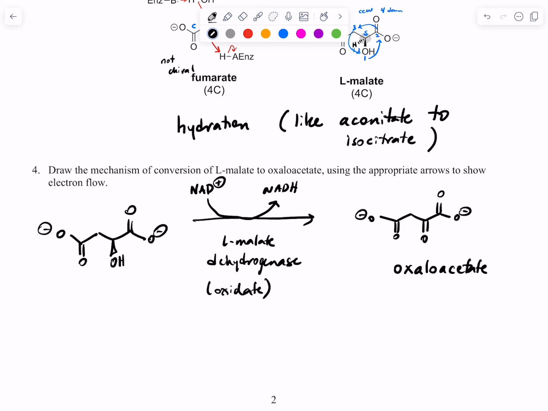Oxidate, that's not a word. I'm not feeling that generous. Oxidation. There we go. The verb is oxidize.